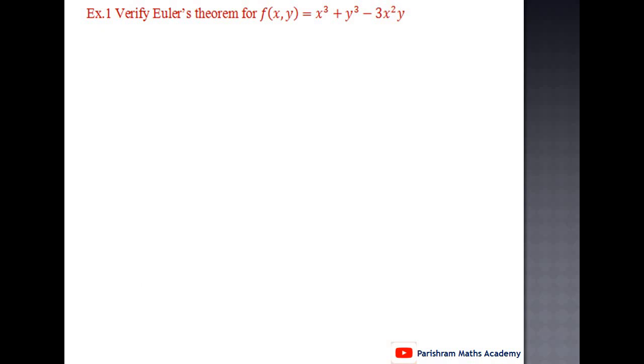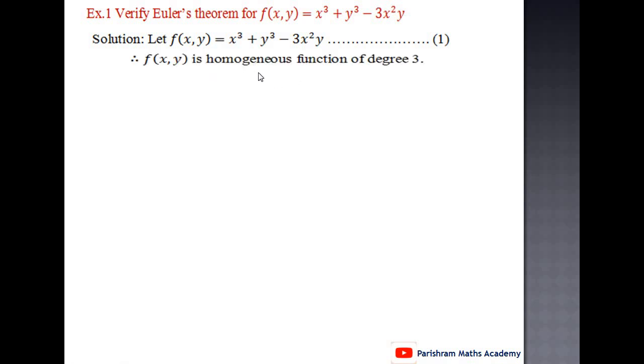First example. Verify Euler's theorem for the function f of x comma y equal to x cube plus y cube minus 3x square into y. Solution. Let f of x comma y equal to x cube plus y cube minus 3x square into y. Here degree of x is 3, degree of y is 3. Here degree of x is 2, degree of y is 1. Therefore degree of the third term is also 3. It means the degree of each term is 3. And therefore f of x comma y is a homogeneous function of degree 3.